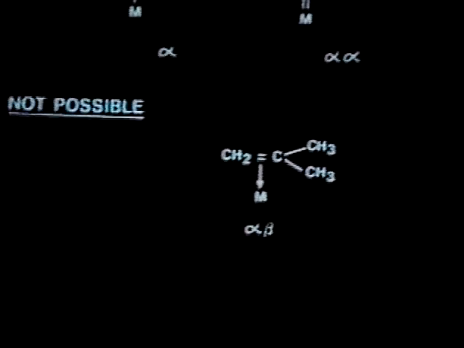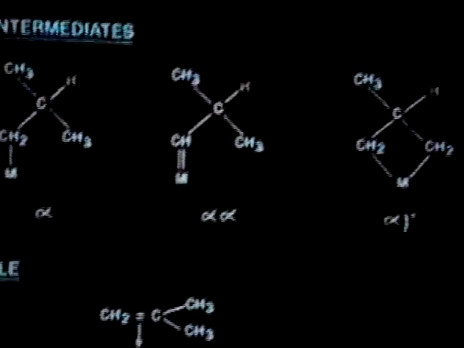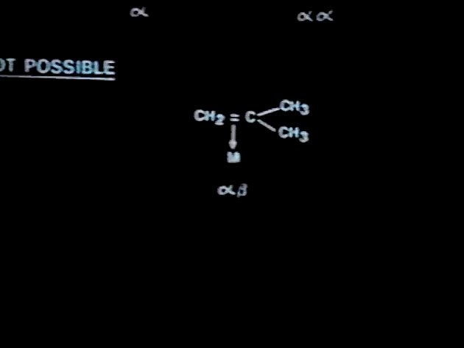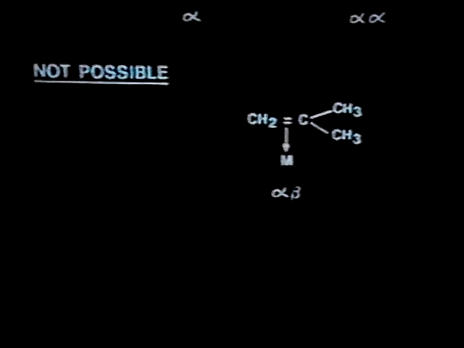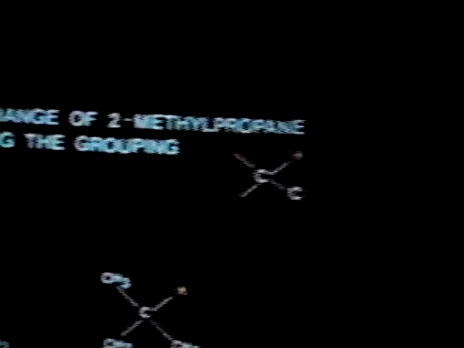This slide illustrates some of the intermediates which are possible to explain these results on rhodium, the alpha-alpha species and the alpha-gamma species, and the one that is not possible, the alpha-beta process. So rhodium is again demonstrating a special facility here for reactions other than alpha-beta. Next slide.